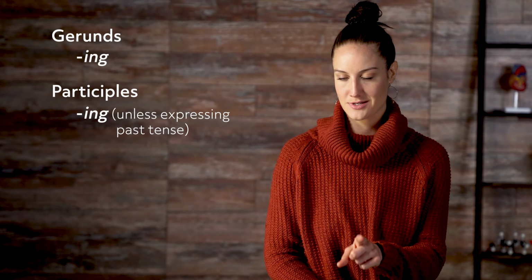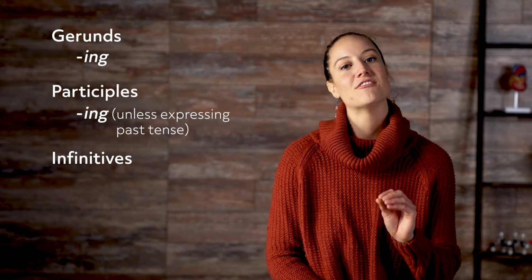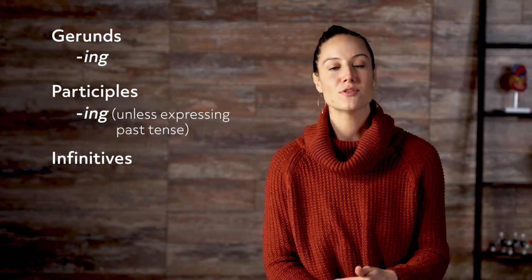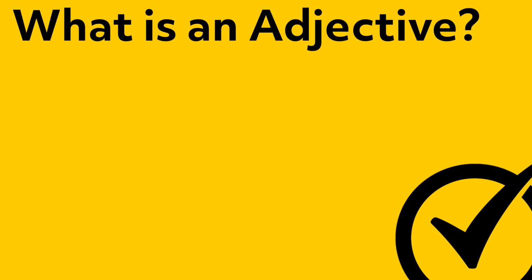Remember, gerunds are words that are formed from verbs and used as nouns, always ending in ing. Participles are words created from verbs that can be used as adjectives or an adverbial phrase, also ending in ing, unless expressing past tense. And infinitives are verbs that take the simple tense and follow the preposition to.